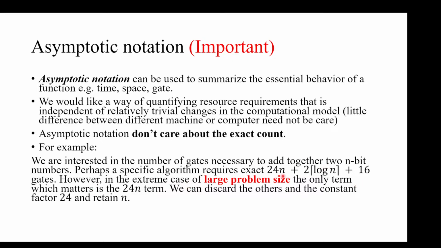Now when n goes larger and larger, to infinity, because log n grows slower than n, as calculus told us, the 24n will dominate all other terms. In the largest problem size, the only term that matters is this 24n. So we discover that this algorithm has gate complexity 24n. And let's be even lazier: we will even discard this factor 24, and think that this just grows as n.